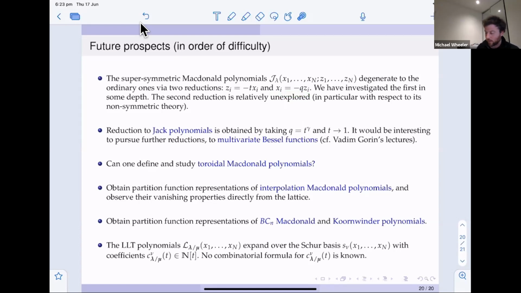Another possibility is to look at other types of reductions. So we've really looked at reductions to Hall-Littlewood and Q-Whittaker, but another reduction that has also been topical in the lectures by Vadim is the reduction to Jack polynomials, which you get by setting q equal to t to the gamma and then setting t to 1. And as we've seen in Vadim's lectures, there are even further degenerations of those to these multivariate Bessel functions. So I think that it would be nice to come up with some sort of stat-mech interpretation of, for example, the multivariate Bessel functions.